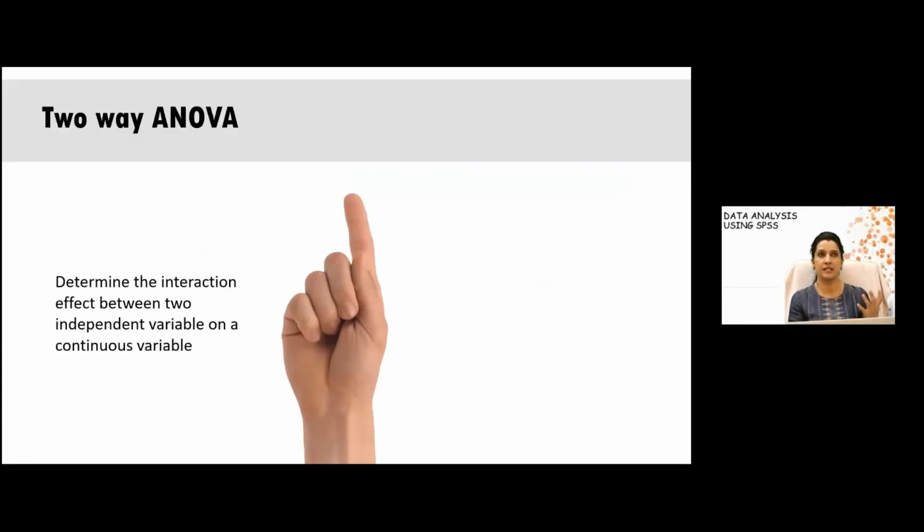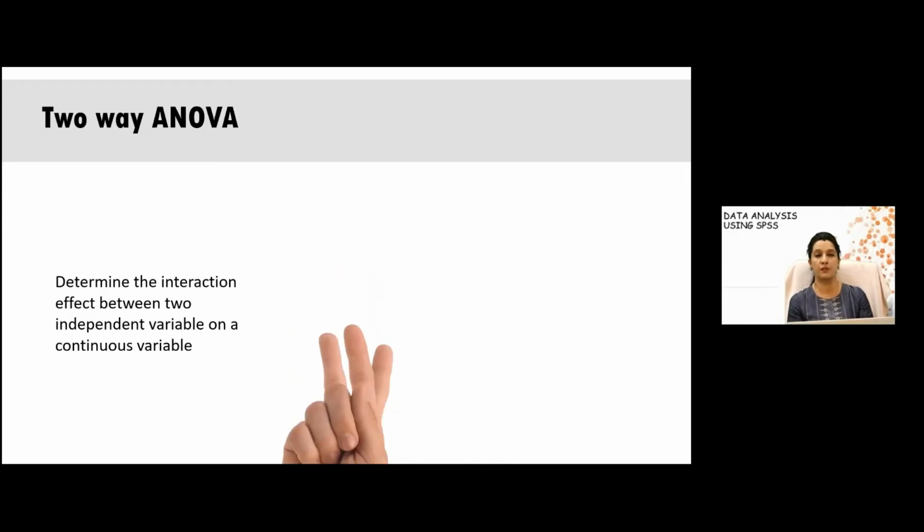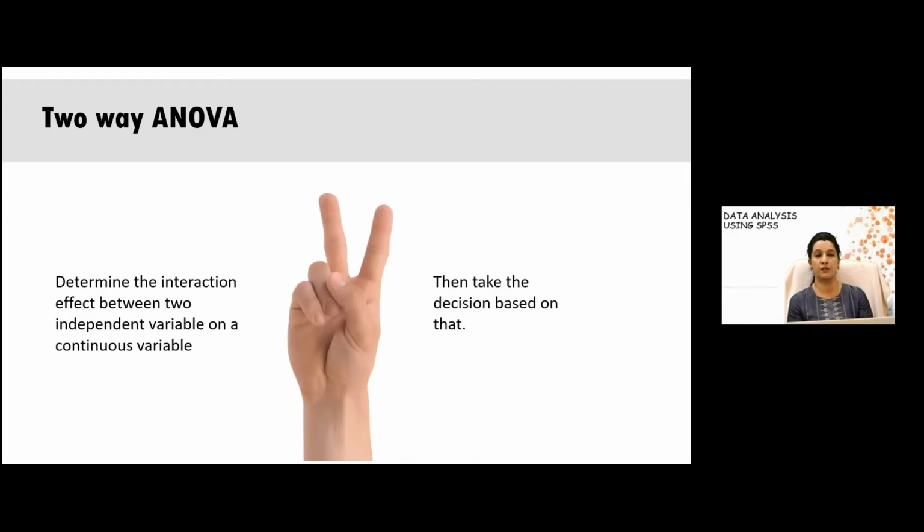And in this case, there can be 2 possibilities. One possibility is that there is an interaction effect between the 2 independent variables on a continuous dependent variable. The other case would be that there won't be any interaction. So we have to take the decision based on whether the interaction is present between the 2 independent variables or not. Based on that, we will see what to do.